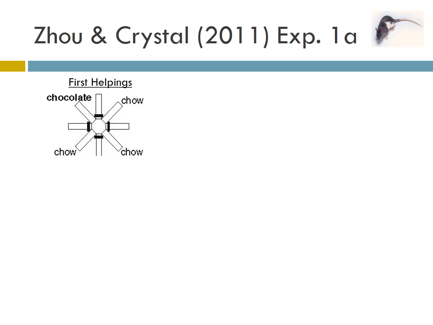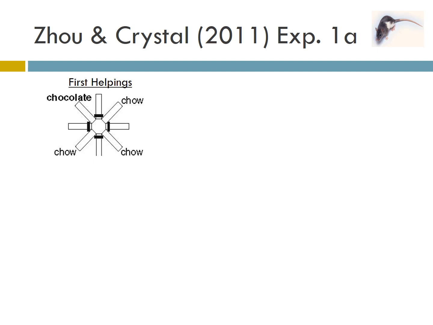So in this article, what they did was they put rats in a radial arm maze. So in this case, it's an 8-arm maze. And they did something called first helpings and second helpings. So in first helpings, rats were allowed to go down 4 arms of the maze, 3 of which had regular rat chow, and then 1 had chocolate, which if you don't know, you can already guess, rats really like the chocolate arm the best. They like the chow just fine, but they're all about that chocolate arm.